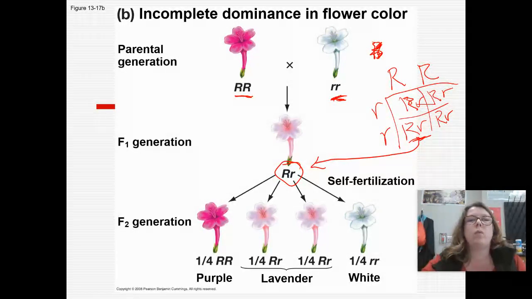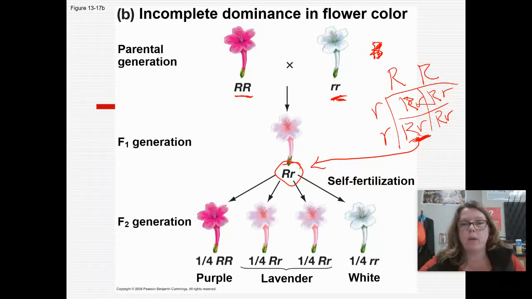Okay. So if we then cross two of these individuals, these heterozygotes, then you would see the 1 to 2 to 1 ratio of, in this case, they're saying purple, lavender, and white. In the four o'clock plants, it's red, pink, and white. Okay. So that's incomplete dominance.